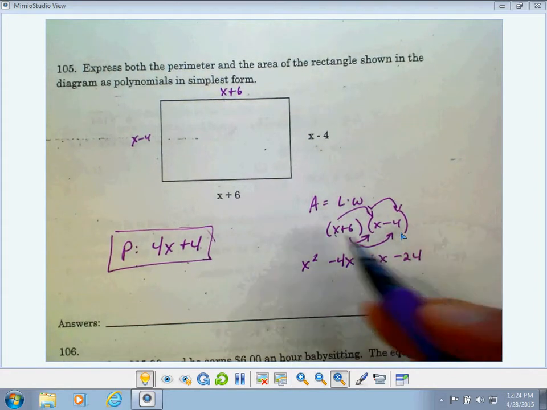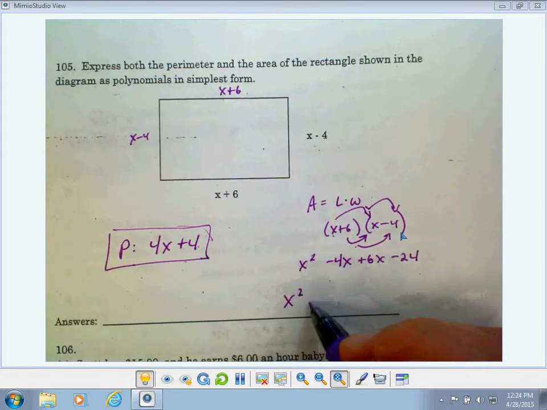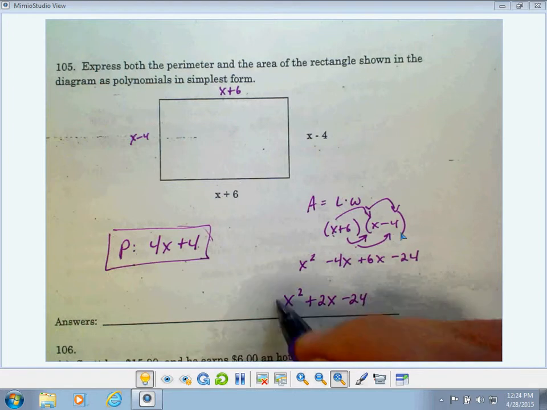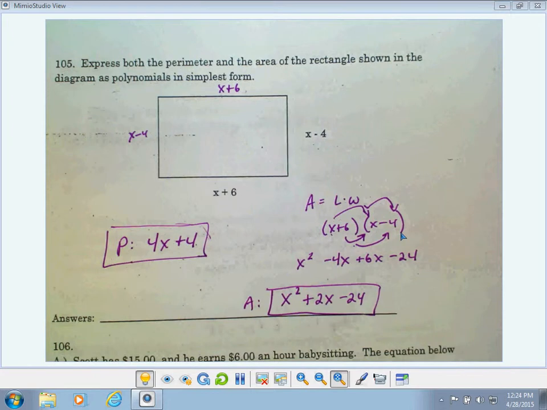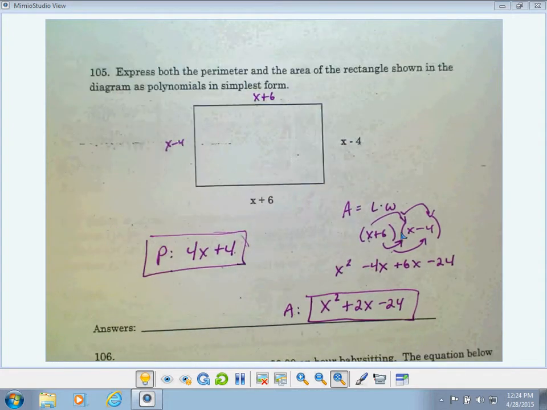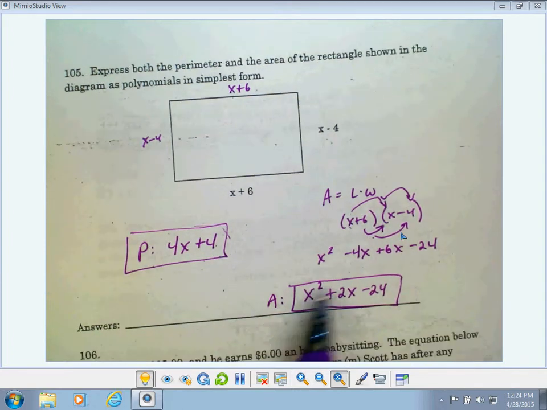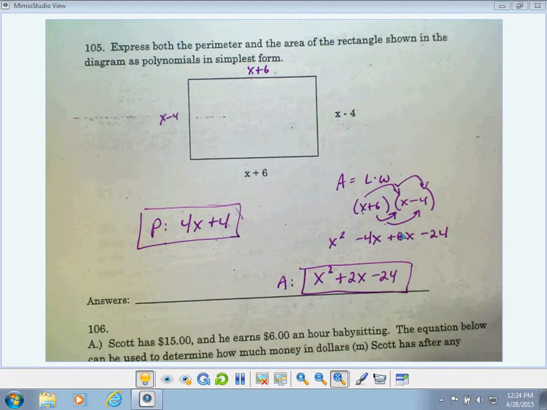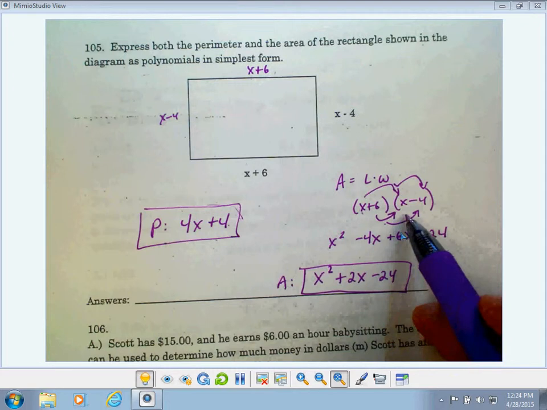Since it wanted it in the simplest form, you have to combine the like terms in the middle, and it'll be 2x and then a -24 in the end. This is your area. So it's a good open-ended question because it's asking you to do combining like terms for adding and then also to do multiplying. But by the time you've gotten to this point, you've done so many polynomials that this is probably a really easy one to multiply.